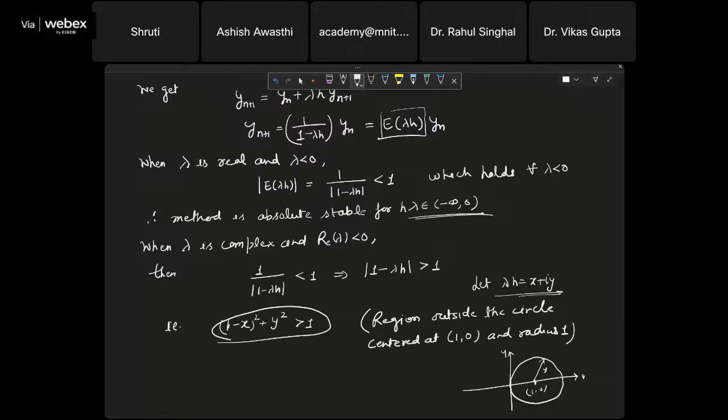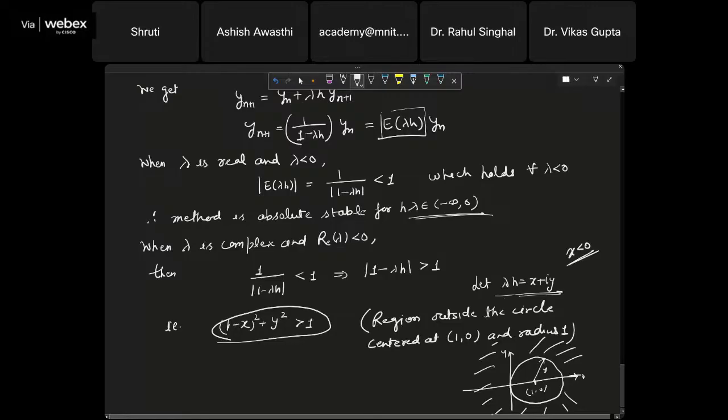Here you should note that the real part of lambda is negative, so basically x is negative. Outside the circle is the region of stability, but at the same time x is less than 0, so this part is not part of the stability region. Only this negative half plane will be the stability region in this case. That is to be noted.